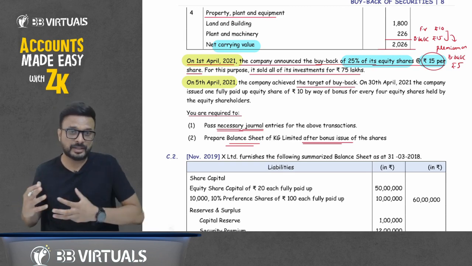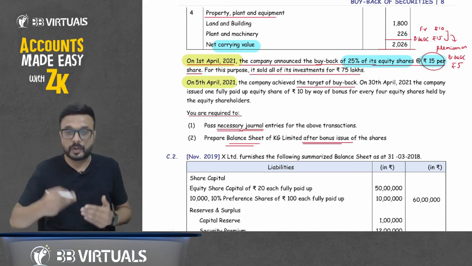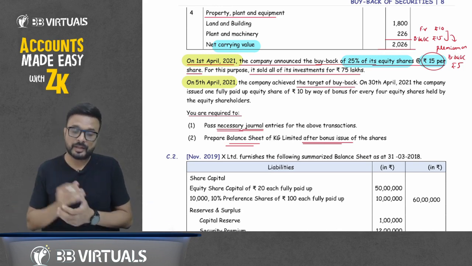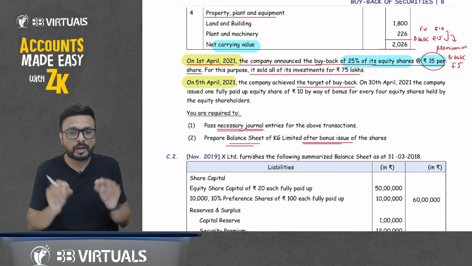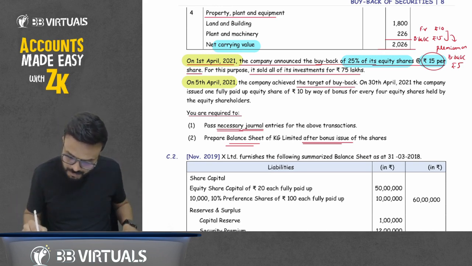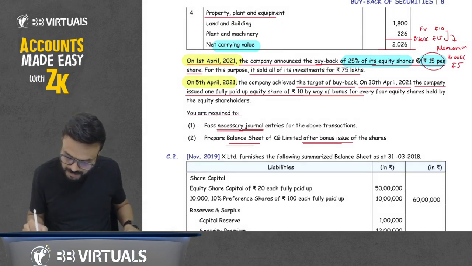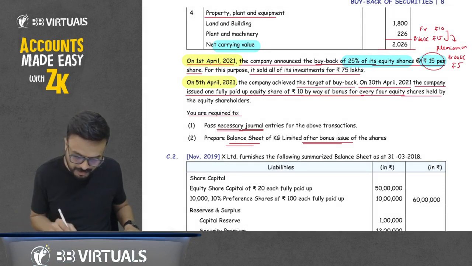Apart from those tests, there are some other conditions also, like it should be authorized by the articles of association, and there should be a special resolution. So all those conditions are fulfilled. Okay. So on 30th of April 2021, the company issued one fully paid up equity share of rupees 10 by way of bonus shares for every 4 equity shares held by the equity shareholder.